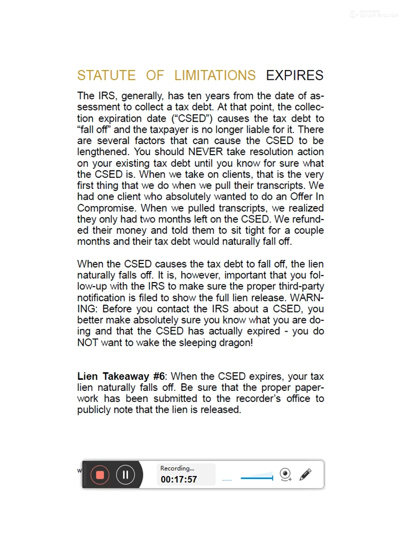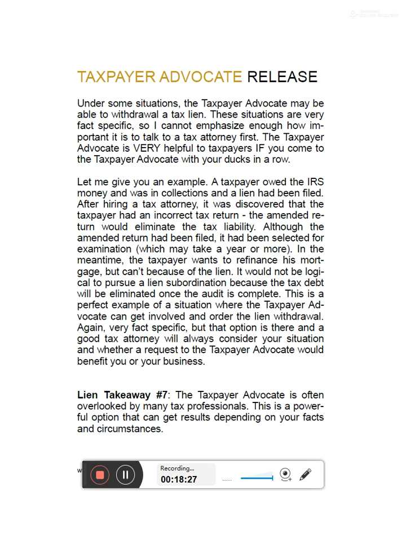Look when that CSED is, because then the debt is going to fall off. Okay, so make sure you pull those transcripts. And that lien should fall off. Again, it may not automatically, so you may have to file a form to get it publicly noted that the lien has been withdrawn. So the statute of limitations is very important, because when the CSED comes up, the lien expires naturally. And finally, this is the Taxpayer Advocate Program.